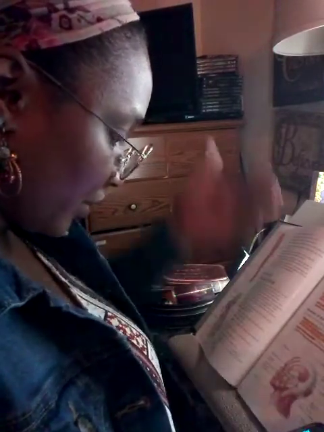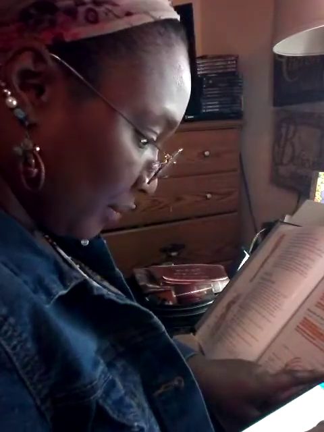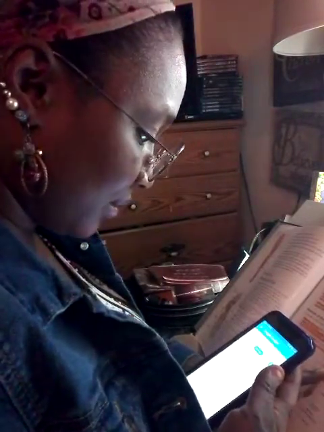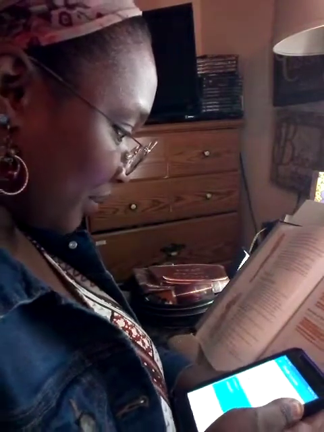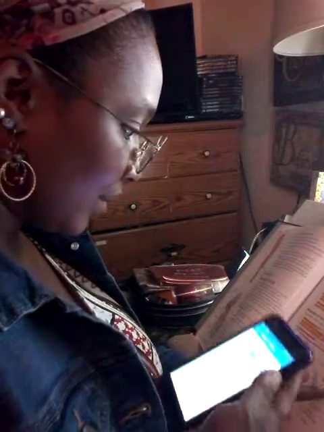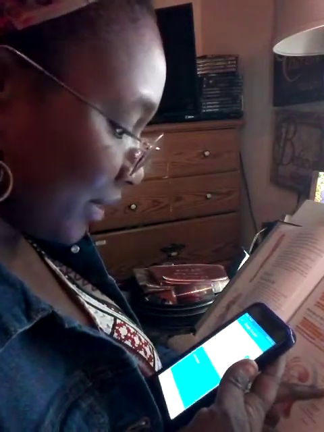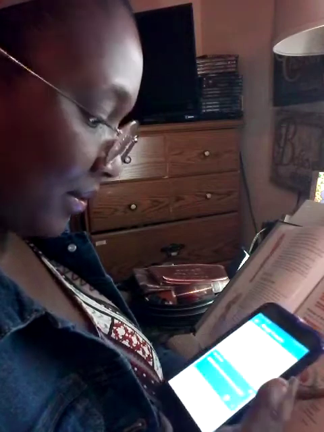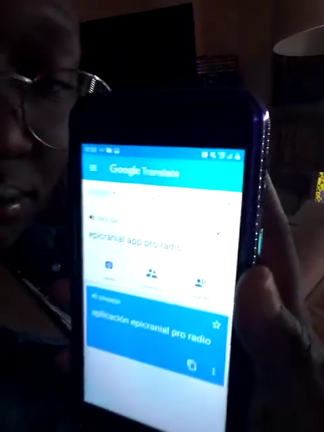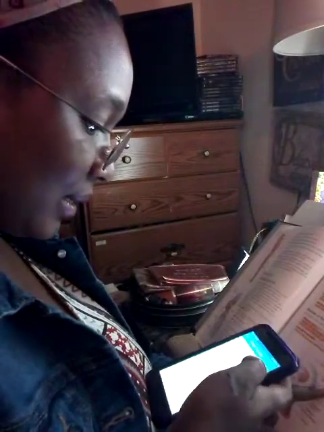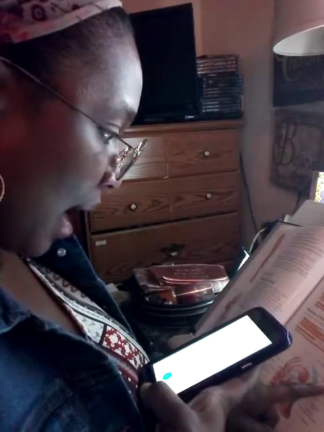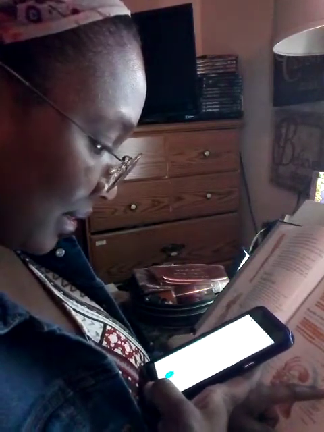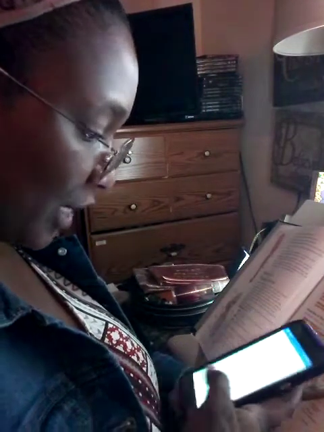Starting with the top of the crown of the head, epicranius. Epicranius. Hey, I speak anatomy. Epicranial aponeurosis. It keeps telling me radio.